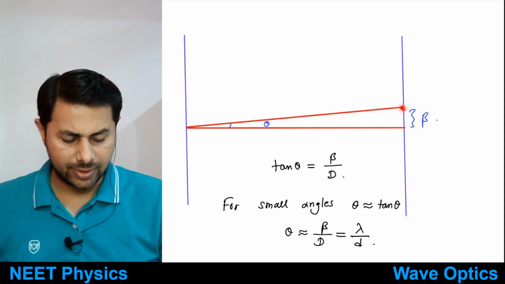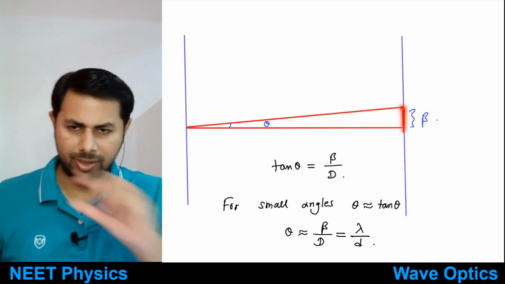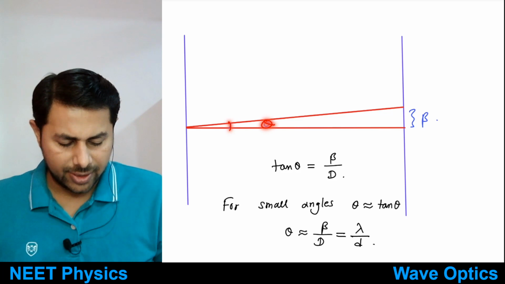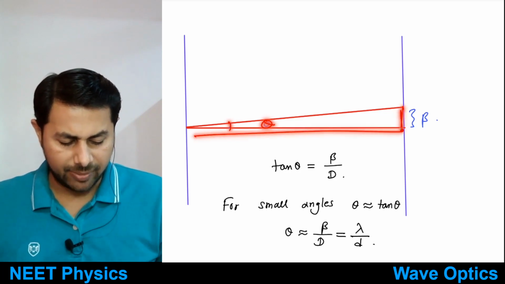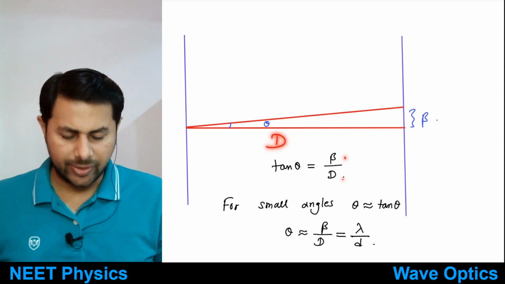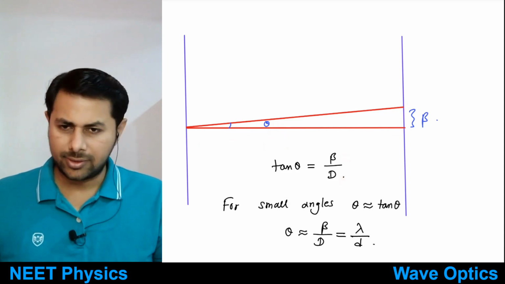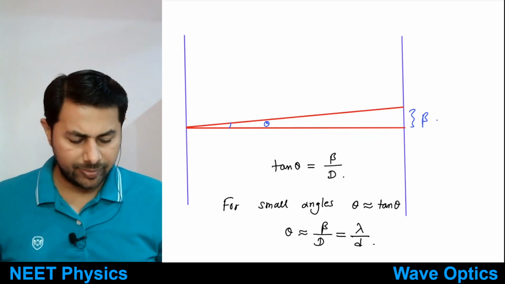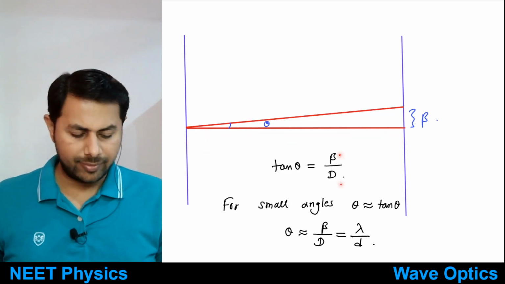Okay, this is another end of the fringe. So then if you find tan of this angle, it would be equal to this opposite side divided by adjacent side. So beta divided by what is the distance between these two? It's equal to capital D. So beta divided by D.